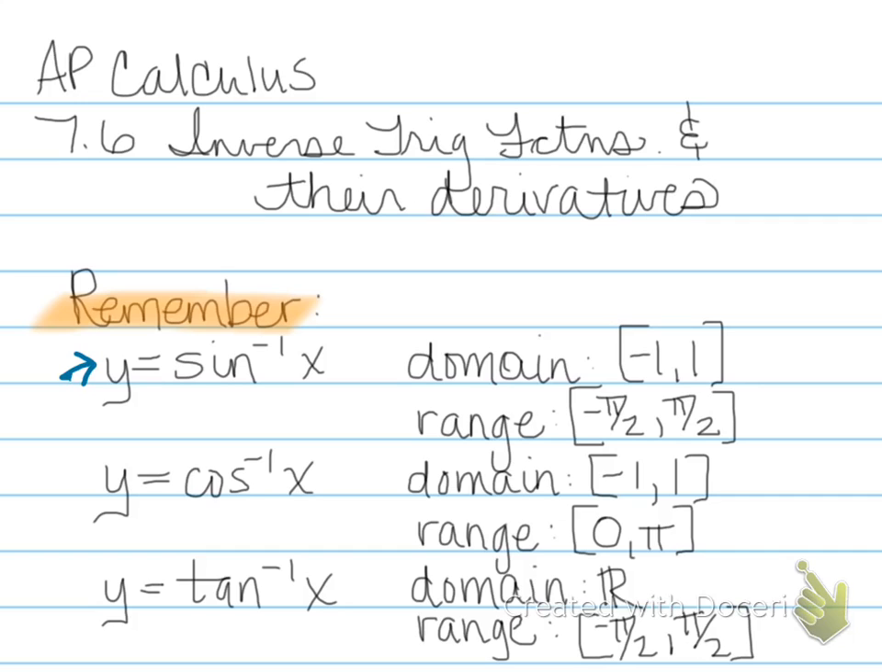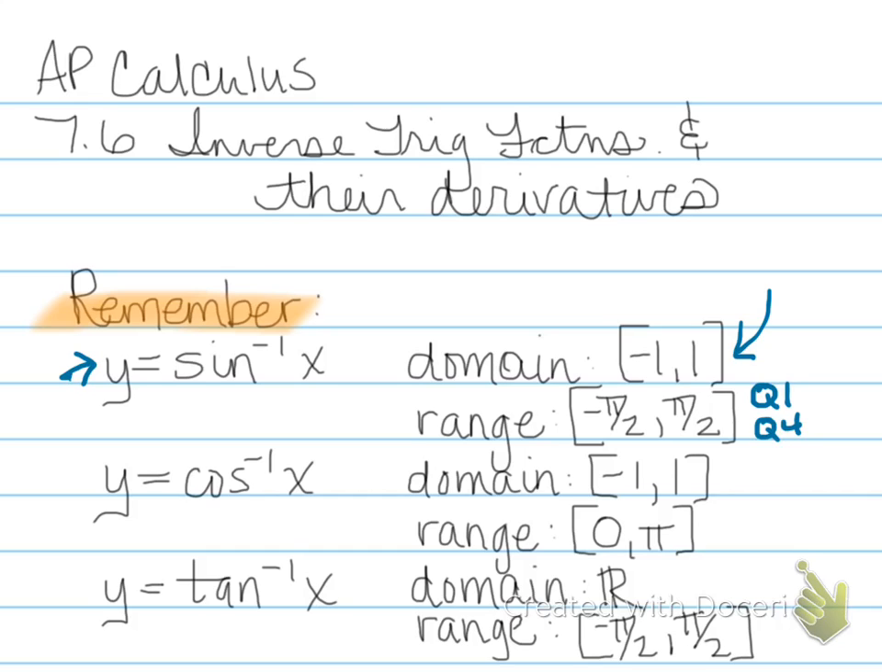The domain, obviously, is the x's you can put in, -1 to 1. And the range is from -π/2 to π/2. So when we get y values out of this, y is going to be from the first quadrant or the fourth quadrant, in this case from negative pi over 2 to pi over 2.